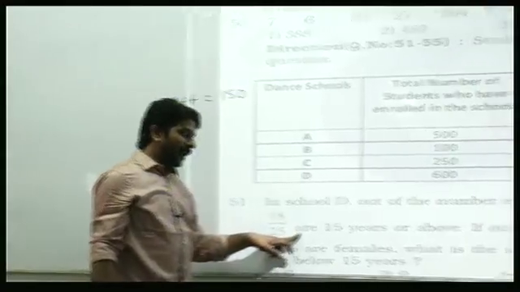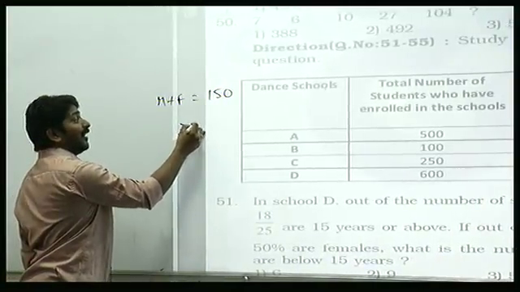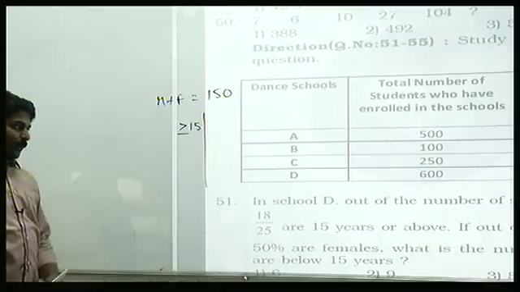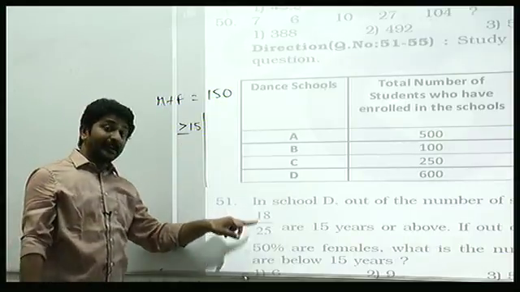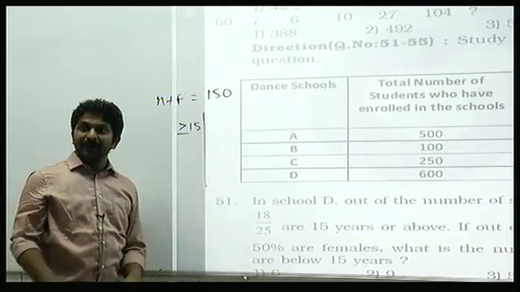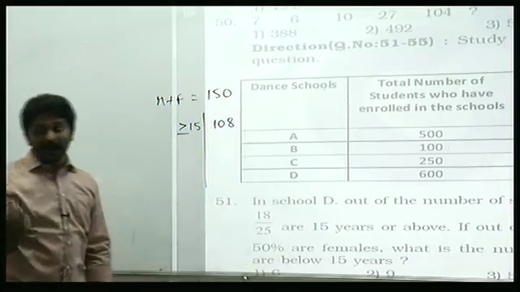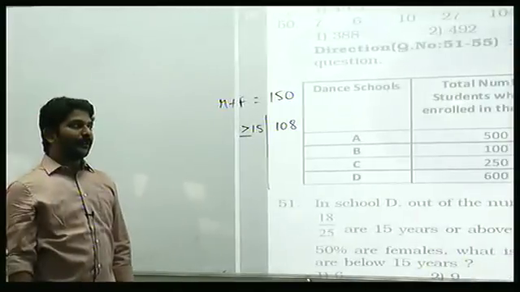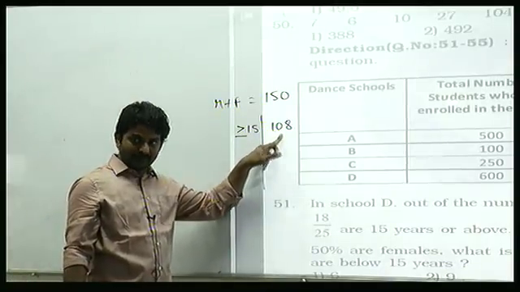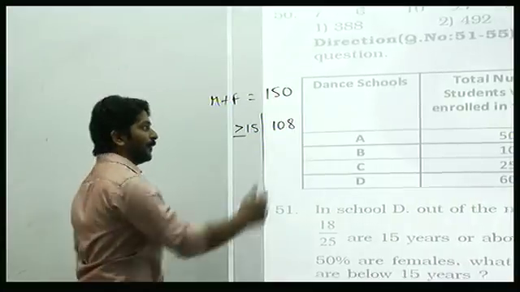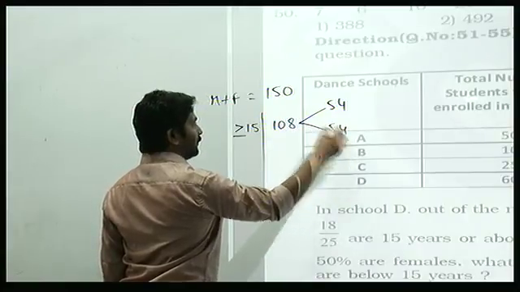18 by 25 are 15 years or above. Those who are 15 years or above. What fractional part? 18 by 25. What is 1 by 25th of this number? 6. 18 by 25th in the sense 18 into 6, 108. So 108 people are equal and above 15 years. Out of this, 50% are female. So female candidates are 50%. In the sense 54. Male are 54.